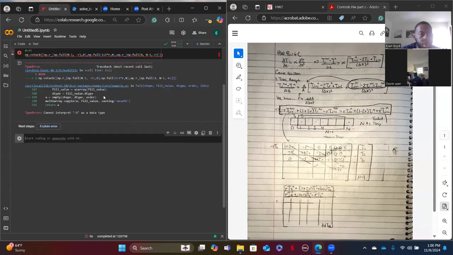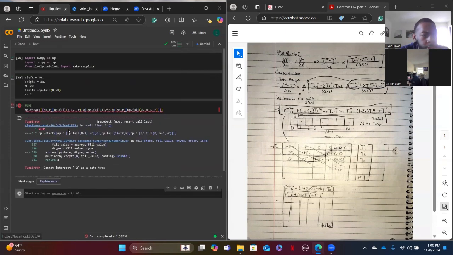So we shift enter. Oh, cannot interpret -2 as a data type. What is the problem? Where is that at? Let me see. NP dot full and -1. I'll be right back. Let me see what the problem is.